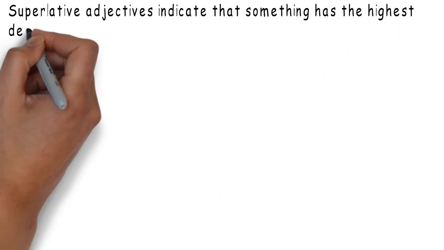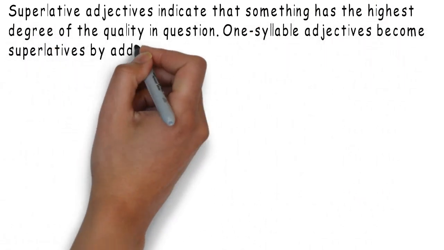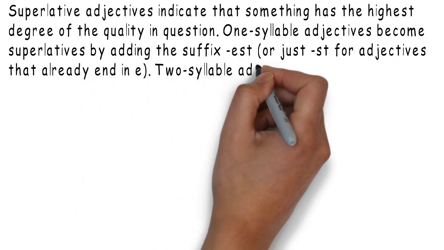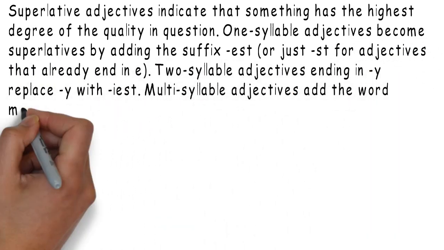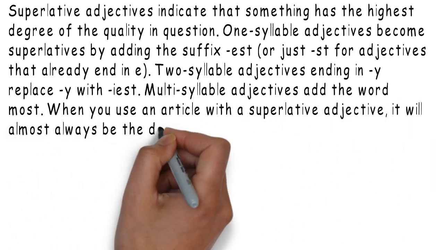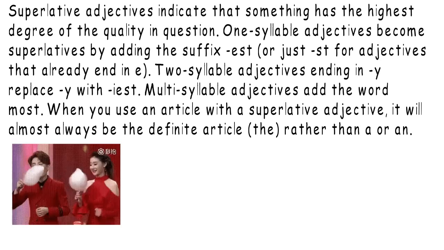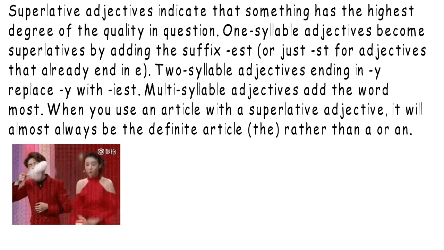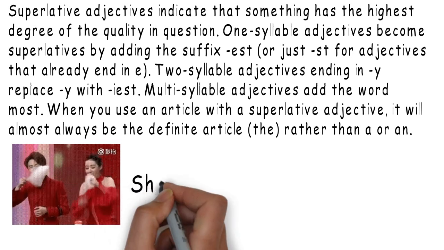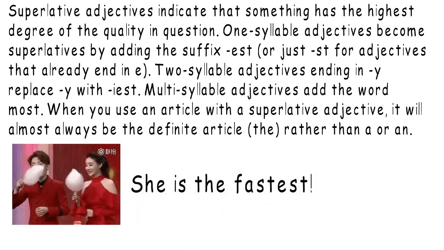Superlative adjectives indicate that something has the highest degree of quality in question. One-syllable adjectives become superlatives by adding the suffix est, or just st, for adjectives that already end in e. 2-syllable adjectives ending in a y replace the y with iest. Multi-syllable adjectives add the word most. When you use an article with a superlative adjective, it will almost always be the definite article the, rather than a or an. That's actually really important. She is the fastest. Wow.